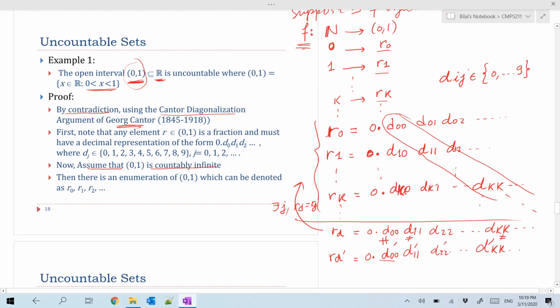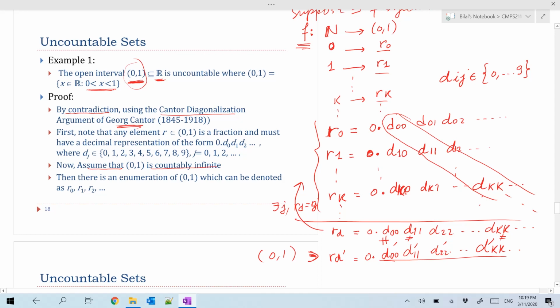Why am I doing this? Well, it's totally legal to construct this element. By the way, this element belongs to [0, 1], if you allow me to write it this way. I think you agree because it's 0 point something, so it's less than 1, greater than 0. Nevertheless, Rd prime cannot be equal to any of those Ris here.